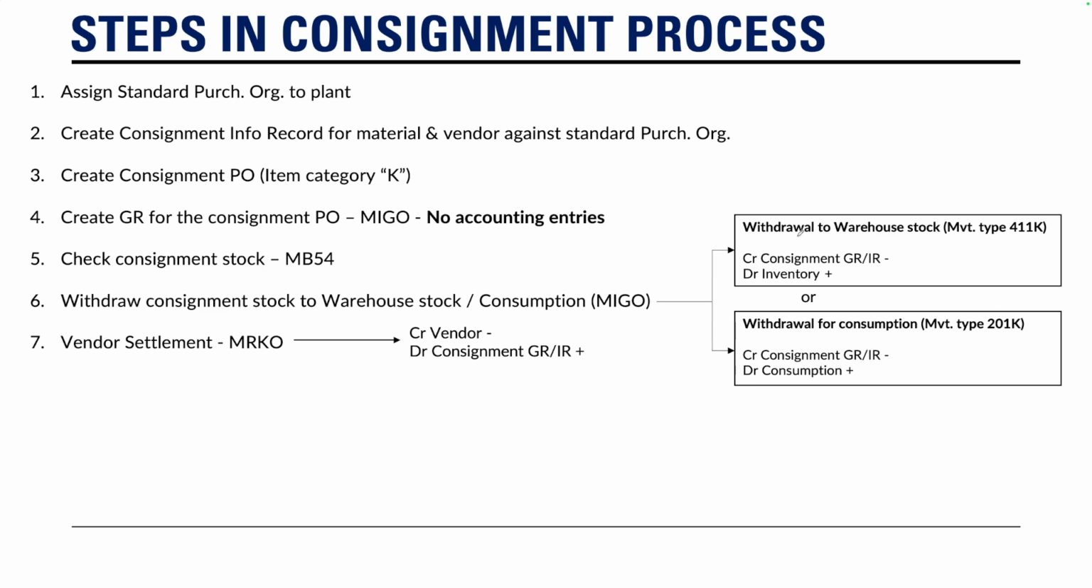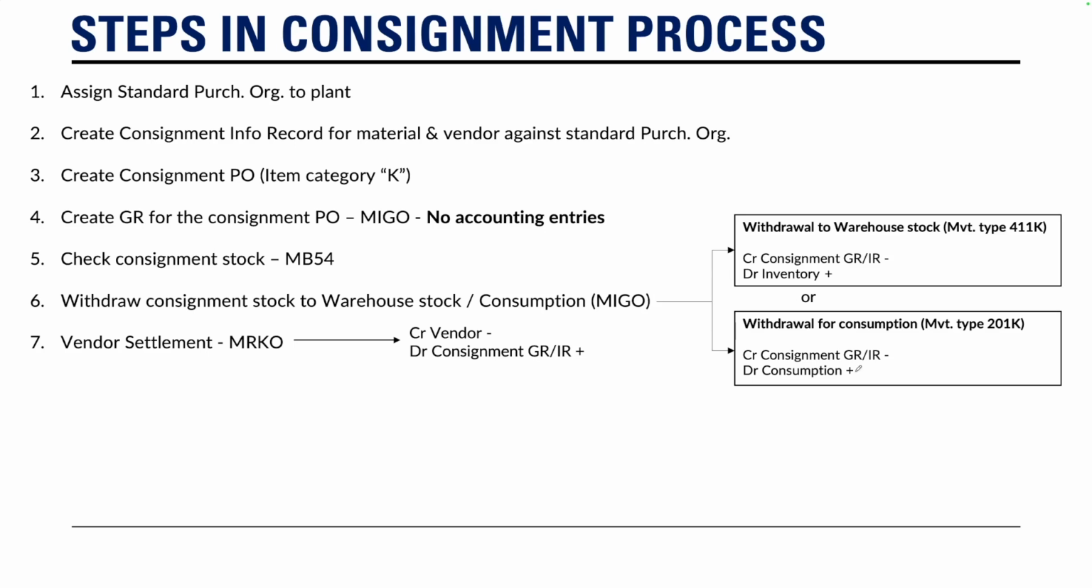Okay. Now withdrawing to warehouse stock will lead to posting of accounting entries as shown here. So your consignment GRIR account will get credited and your inventory will get debited. In case of withdrawing for consumption, your consignment GRIR will get credited and your consumption account will get debited.